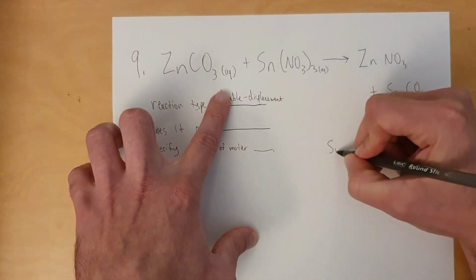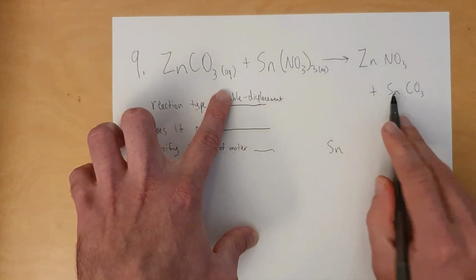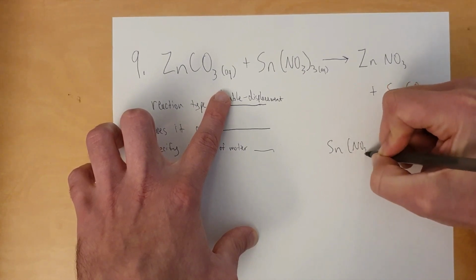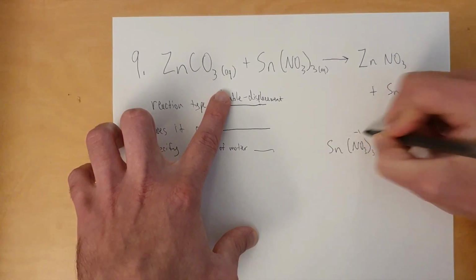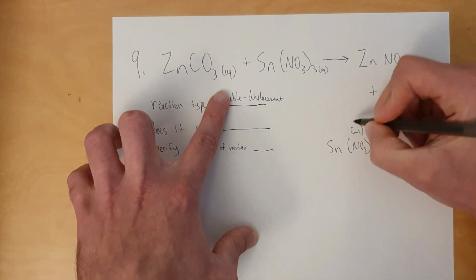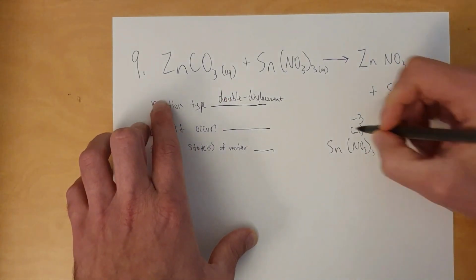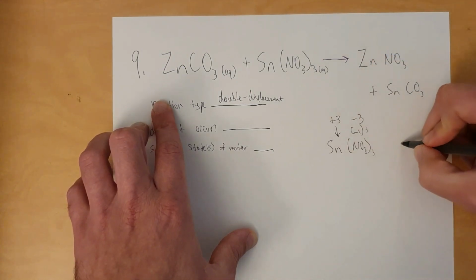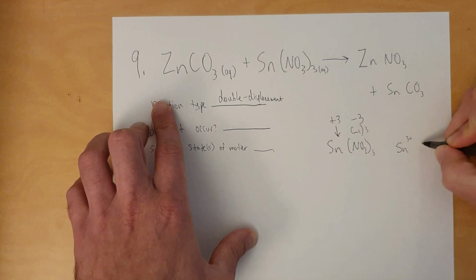So tin is assumed to not change its charge from start to end. So tin is paired with 3 nitrates. Each nitrate has a -1 charge. There are 3 of them, which means -1 times 3 is a total of -3 charge, which means the tin must balance it by being a +3, which means here the tin is also +3. So Sn 3+ and CO3 2- is what our combination is.